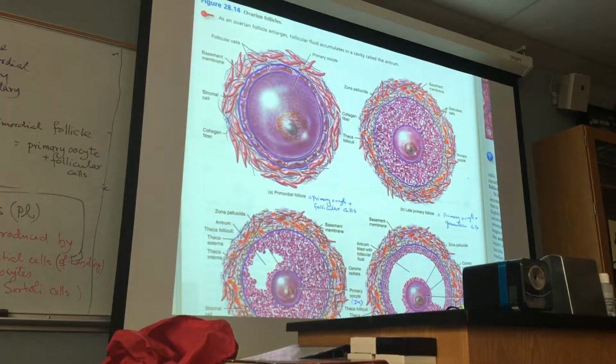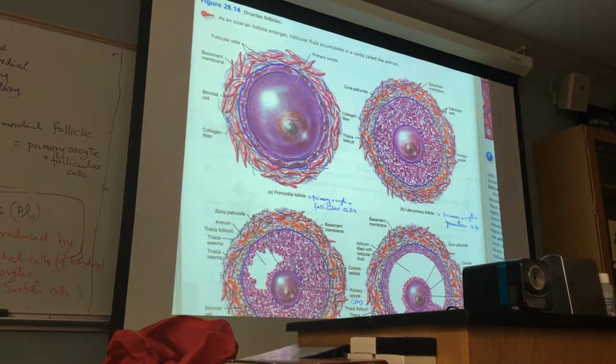So what did I tell you? Primordial follicle has a potential female gamete called primary oocyte. You get that? This is primary oocyte. That is surrounded by, what's that? Follicular cells. These are the follicular cells. Flat. Squamous. These are squamous cells.